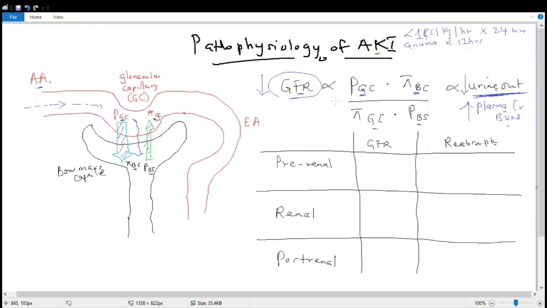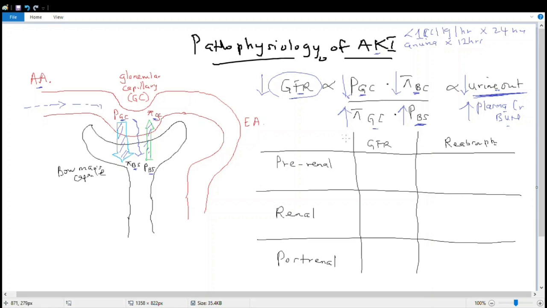So here, if somebody has AKI due to decreased glomerular filtration rate, we are looking at mechanisms, right? Either something decreasing the hydrostatic pressure in the glomerular capillary, something decreasing the oncotic pressure in the Bowman space, something increasing the oncotic pressure in the glomerular capillary, or something increasing the hydrostatic pressure in the Bowman space. These are going to decrease GFR, and subsequently they're going to acutely decrease urine output and increase plasma creatinine and BUN, right? So that's going to be the pathophysiology of acute kidney injury.